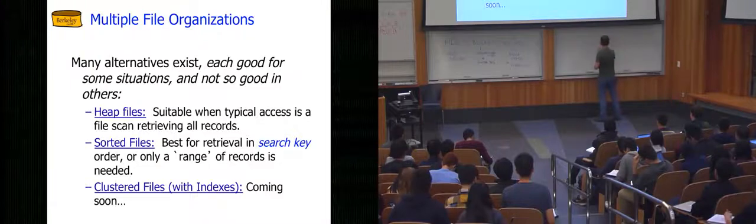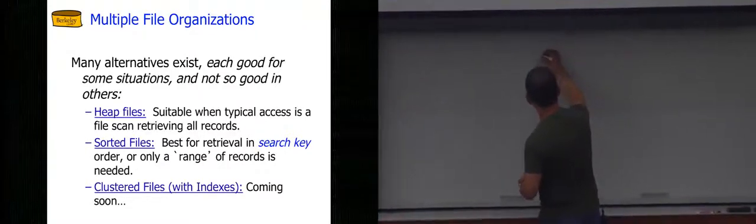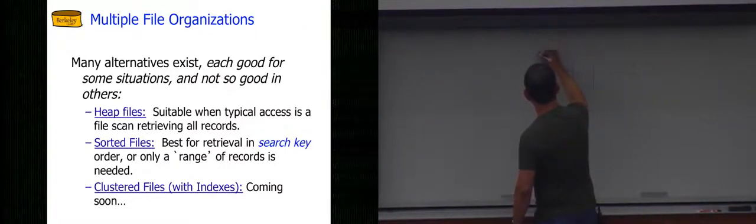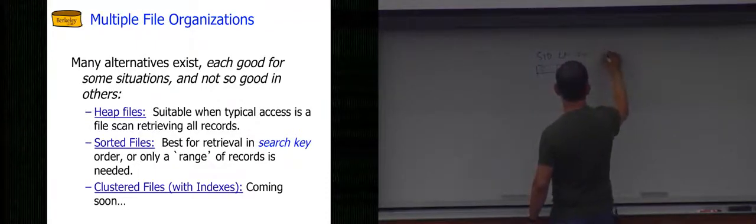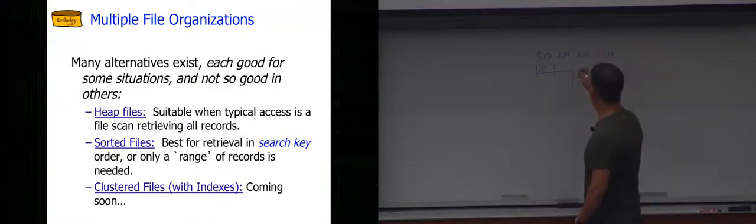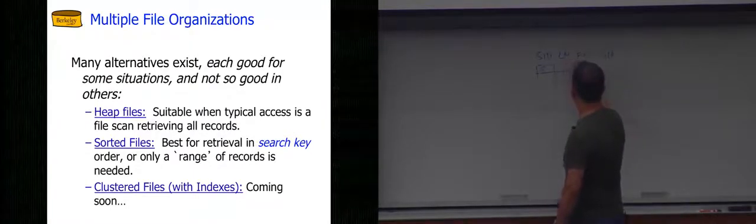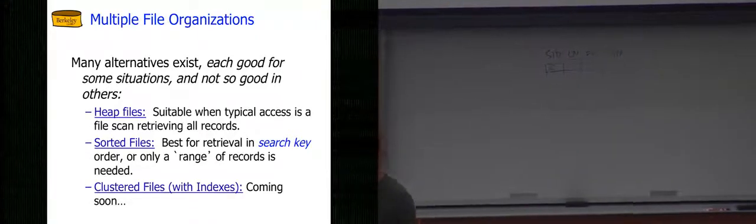So you can think of your table having many columns, which have names, right? Student ID, last name, first name, GPA, et cetera. And the search key will be some concatenation of fields. So the search key might be last name, comma, first name. So it's sorted by last name, comma, first name.